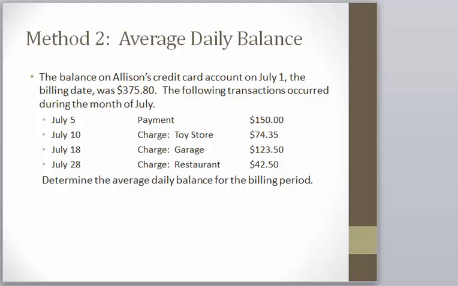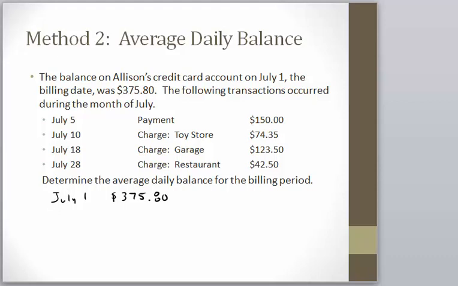Part A of the problem is asking us to determine the average daily balance for the billing period. So what we need to do is find the balance that's due for each transaction date. So we know that on July 1st, her balance was $375.80.